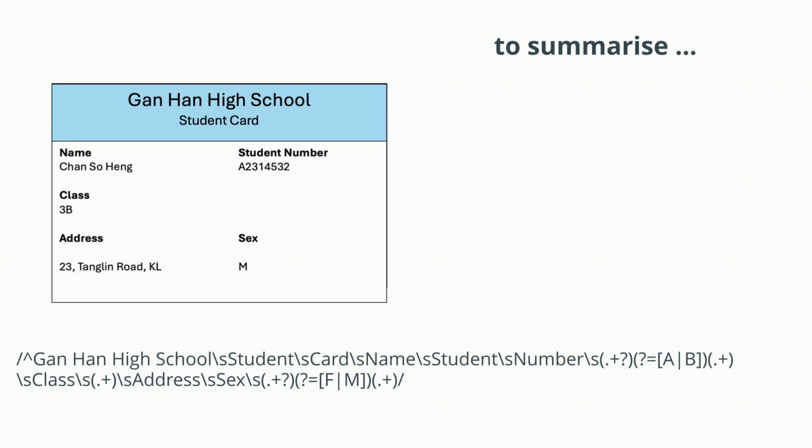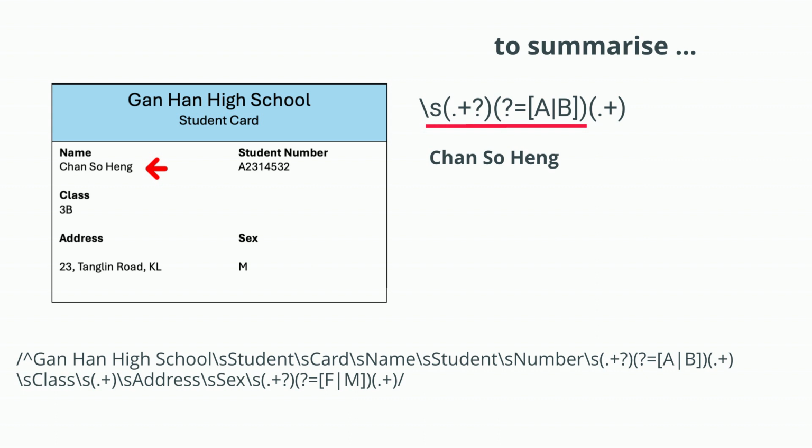Let me just recap briefly what we have just learned. The regEx code extract two information in this line: the name and the student number. Then we proceed to the next line. We need to acknowledge the word, although it is not what we want to extract.